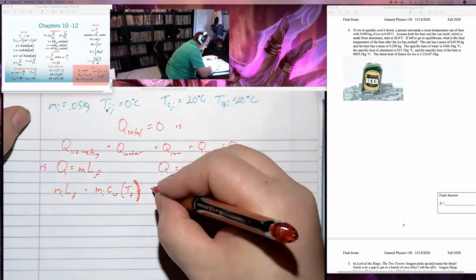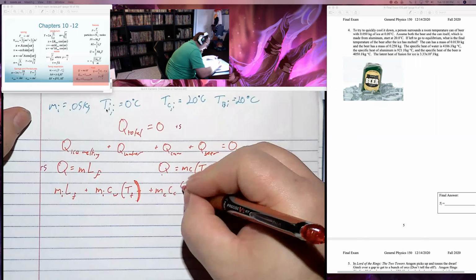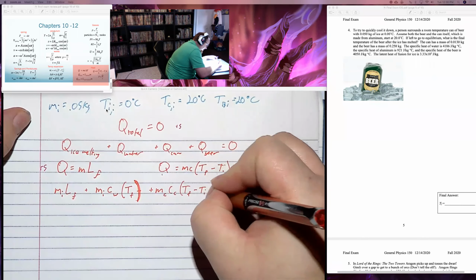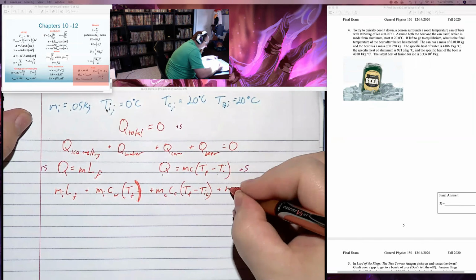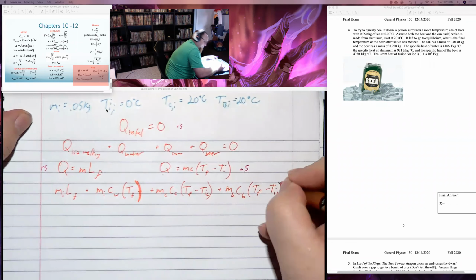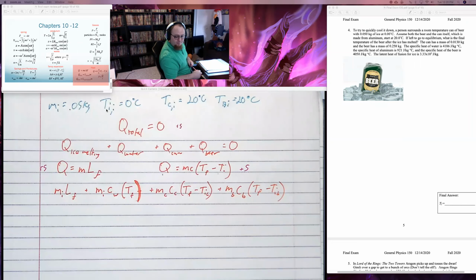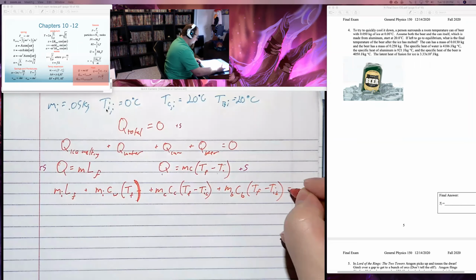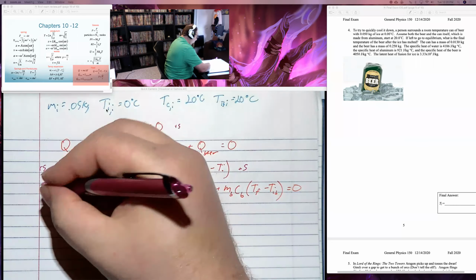We then have the can: the mass of the can, c of the can, T final minus T initial of the can. And we have the beer: the mass of the beer, c of the beer, T final minus T initial of the beer. And all of this equals 0. I gave 5 points for this.